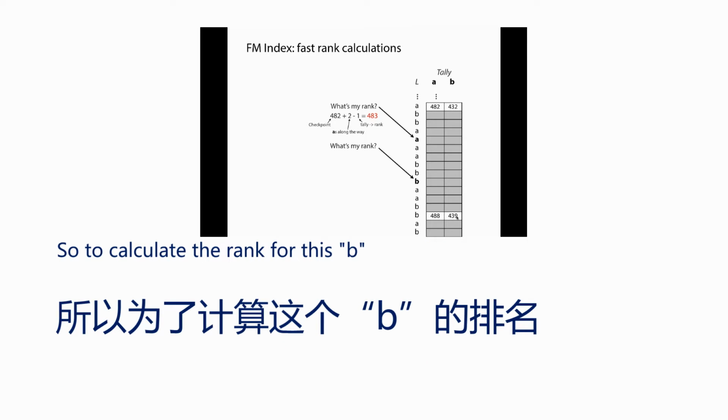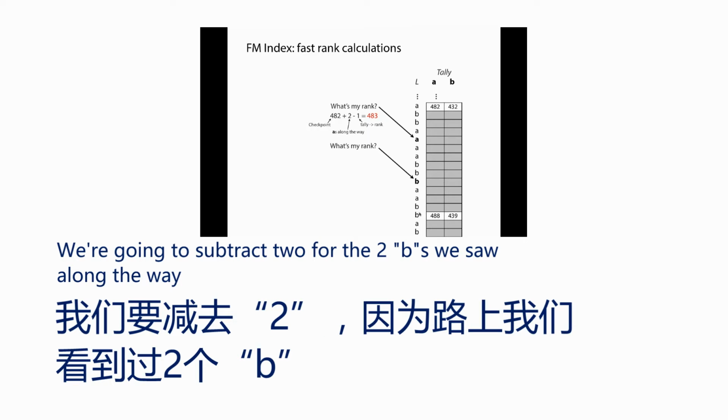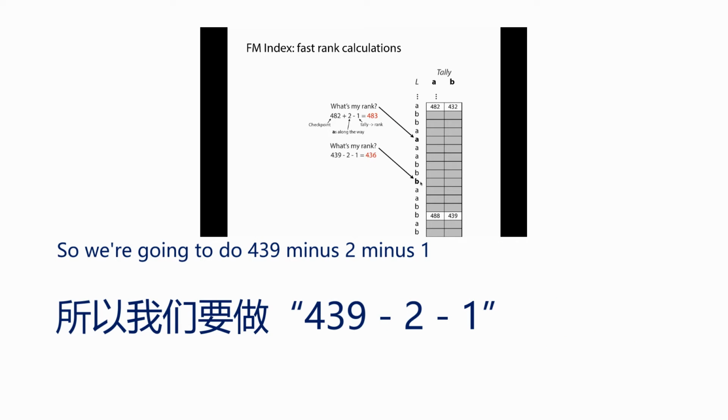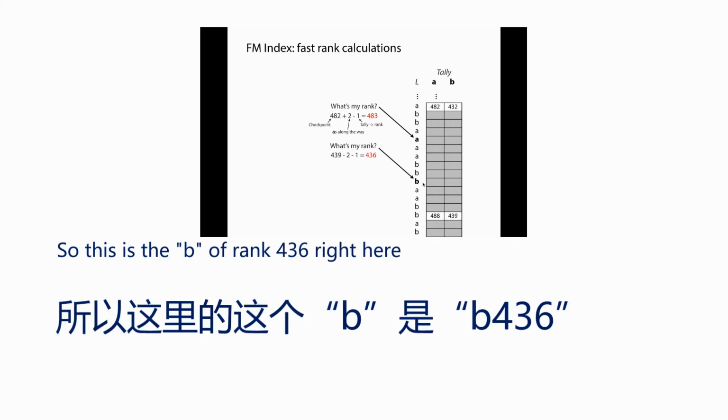So to calculate the rank for this B, we're going to subtract 2 for the 2 B's we saw along the way, and we're going to subtract another 1 to turn it from a tally into a rank. So we're going to do 439 minus 2 minus 1. So this is the B of rank 436 right here.